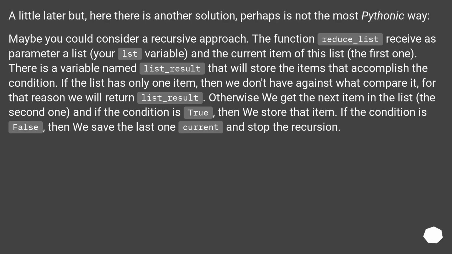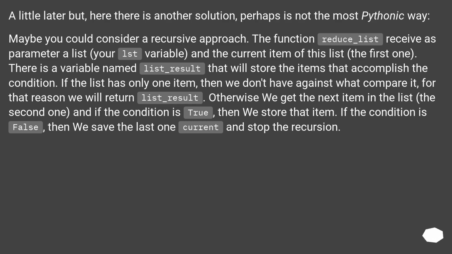A little later, but here is another solution, perhaps not the most Pythonic way. Maybe you could consider a recursive approach. The function reduce_list receives as parameters a list, your lst variable, and the current item of this list, the first one. There is a variable named list_result that will store the items that accomplish the condition.